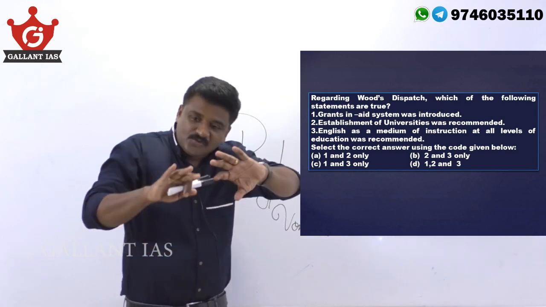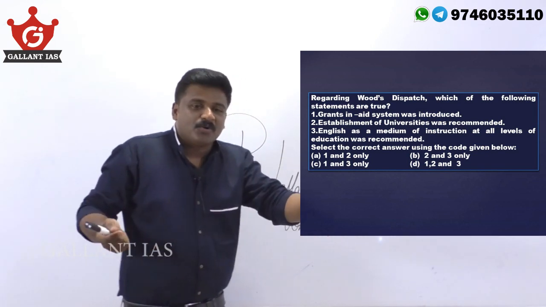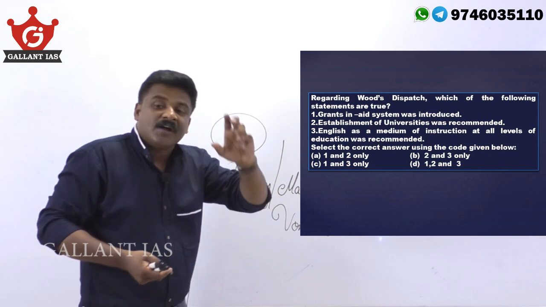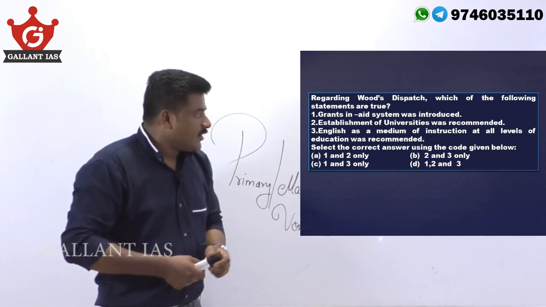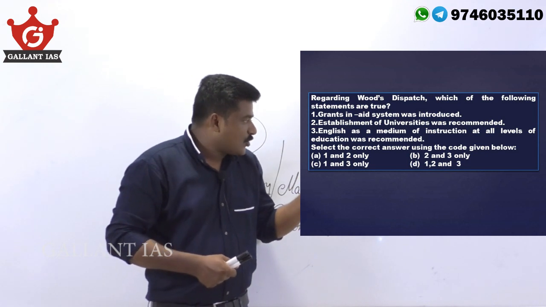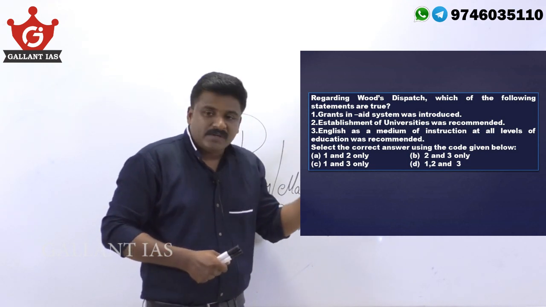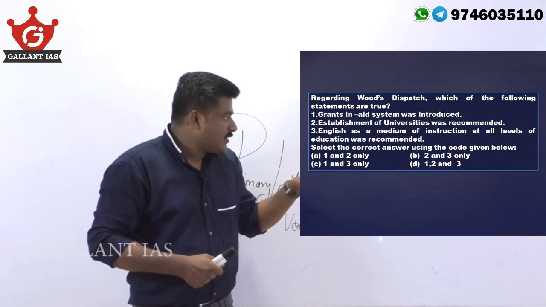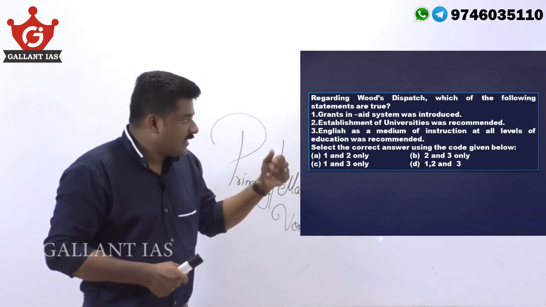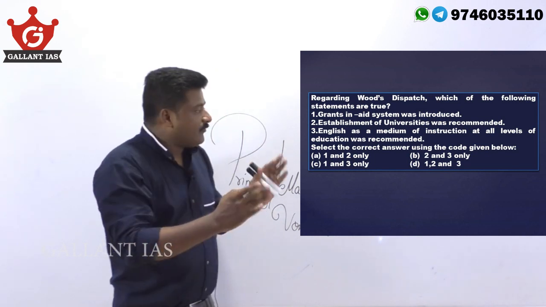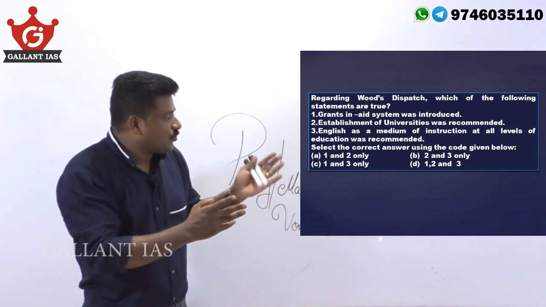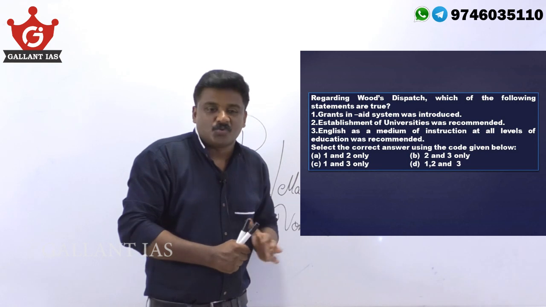So you know that the third statement is wrong. You have no idea about the first and second statements, but you know that the third statement is wrong. If the third statement is wrong, you will be eliminating these answer codes. Option B has 3, you will eliminate it. Option C has 3, you will eliminate it. Option D also has 3, you will eliminate it. And without knowing statements 1 and 2, you reach this answer, which is 1 and 2 only.